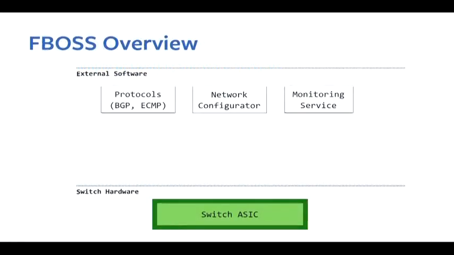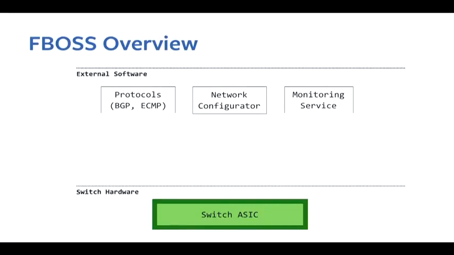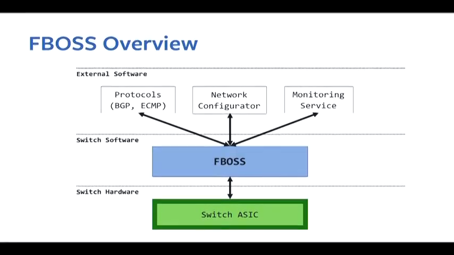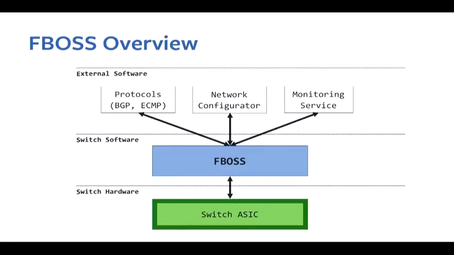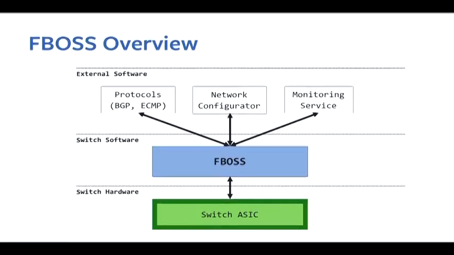Given this, let's go over where FBOSS sits in a larger picture. The main job of FBOSS is to translate protocol states into ASIC states and also implement the low-level protocols. In particular, FBOSS sits between external software such as protocol daemons, network configurators, and monitoring services, and the switch ASIC to translate the required states down to the hardware. I want to note that this architecture is not really novel. This is a standard architecture shared across other switch software such as Open Network Linux or Microsoft Sonic.